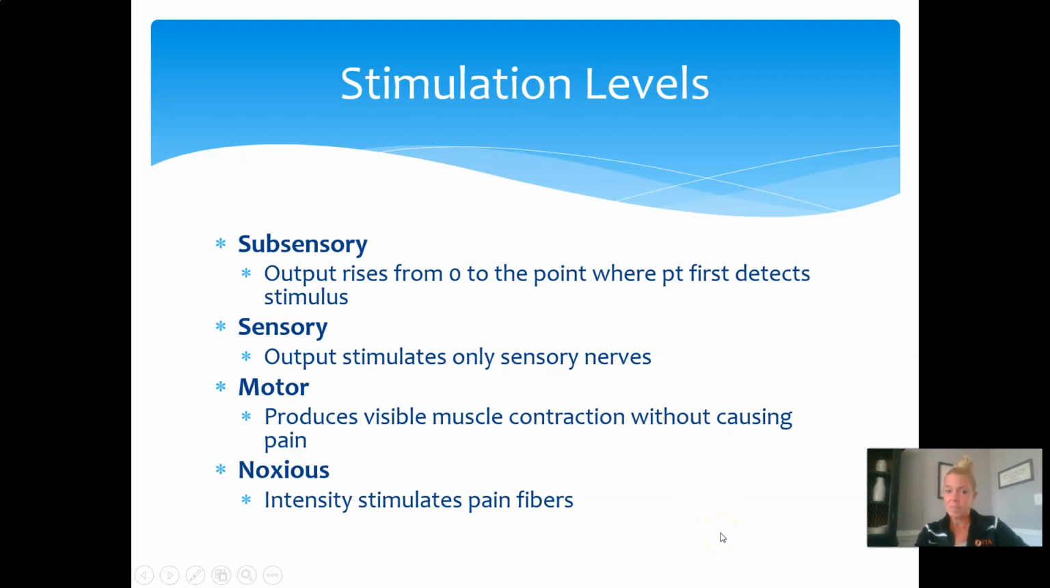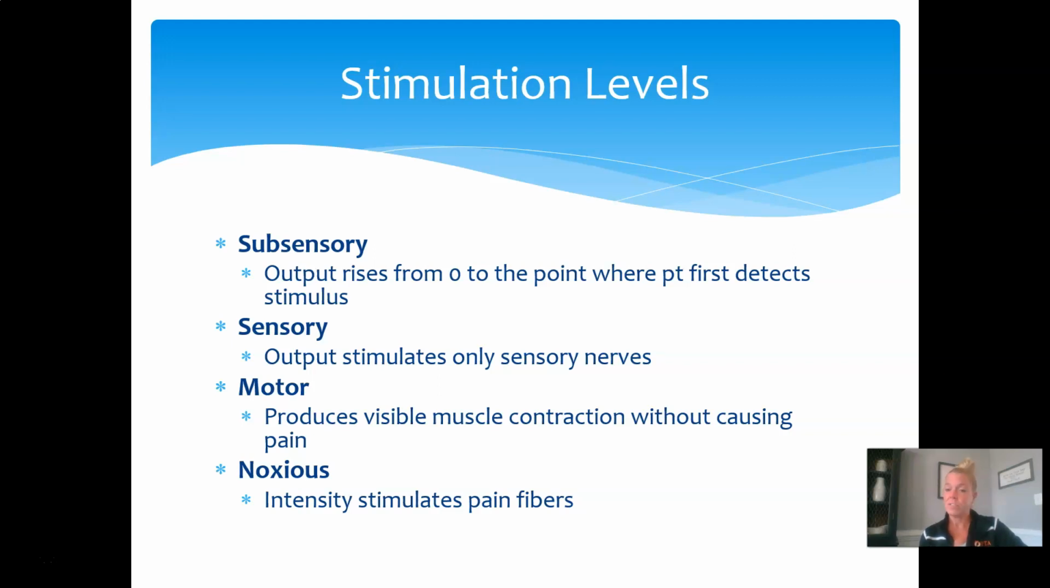So again, these are our stimulation levels. First, there's a subsensory level. So that means you have your electrodes attached to your patient, the machine's on and running, and you start to turn up the intensity. For a few seconds, they're probably not going to feel anything just yet. This is the subsensory level. So this is from when you start to turn up the machine to when they report they actually feel some of that stimulus. At that point, it's sensory stimulation. The sensory nerves are being stimulated. They can feel a tingly sensation is typically how patients are going to describe it.